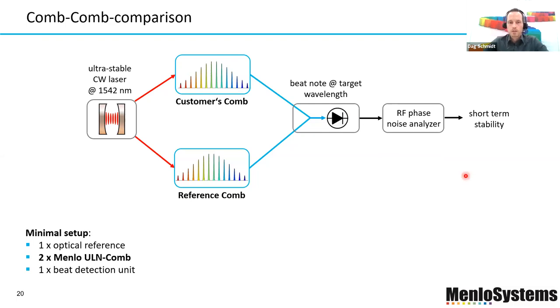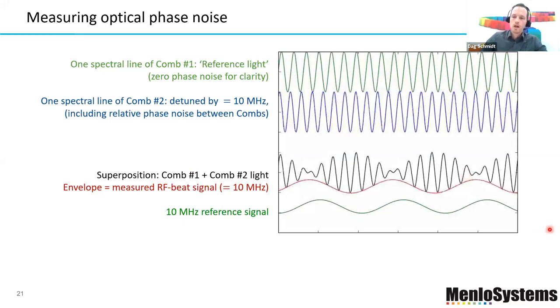And now there are two things we are especially interested in, the short-term stability and the long-term stability. The short-term stability is usually specified by the phase noise. So what is phase noise? I tried to do a little animation here. If you only compare one spectral line of comb one, which I call reference light here, with one spectral line of comb two, then these two spectral components over time look like a CW laser. Do not be confused, these are still pulsed lasers, but if you filter narrow enough, then it looks like a CW laser. So there's only one line of the frequency comb.